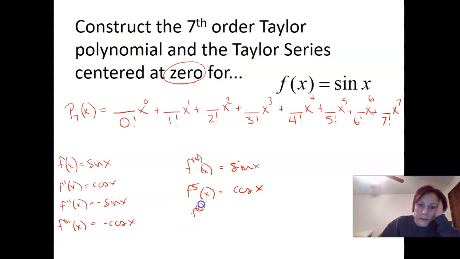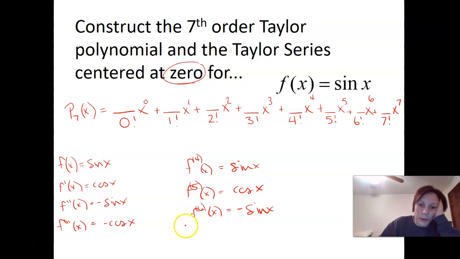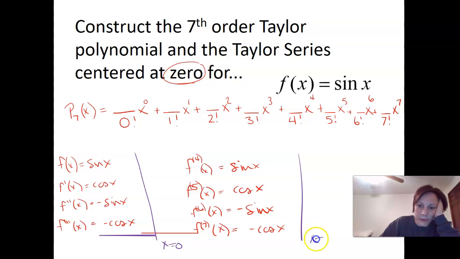The sixth derivative, negative sine x. And the seventh derivative, negative cosine x. So I need to go through and evaluate all of these things at x equals 0. I want to evaluate every single one of those derivatives at x equals 0. Those are the numbers that are going to go up here.